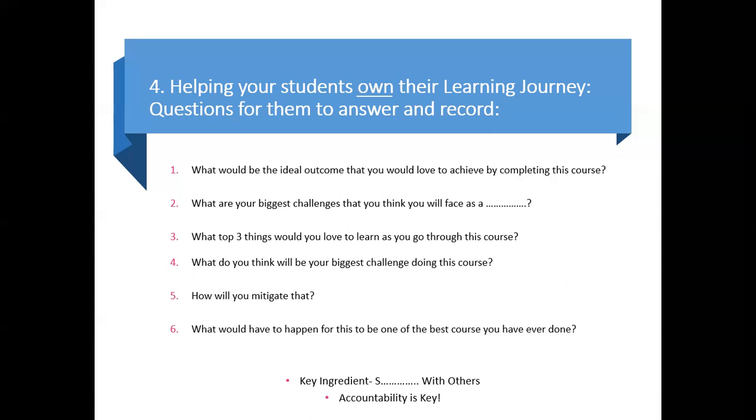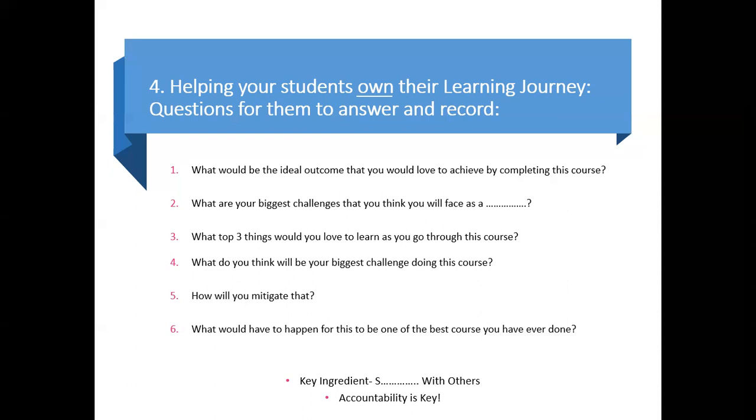Okay. Number 4, what do you think will be your biggest challenge doing this course? Really, really important. So for example, they may say, oh, well, being focused and maybe staying on track with my assessments will be a bit of a challenge, okay? Question 5 there, how will you mitigate that? Well, that's really putting it back on them and creating a solution to the problem that they have identified, okay? They preemptively identified that, okay? Number 6, what would have to happen for this to be one of the best courses you have ever attended?